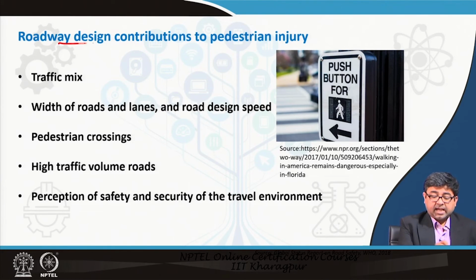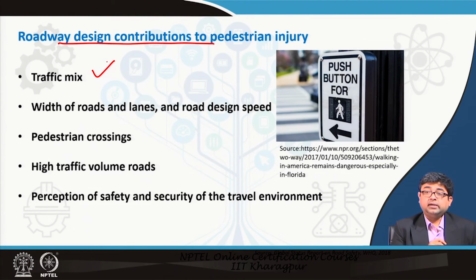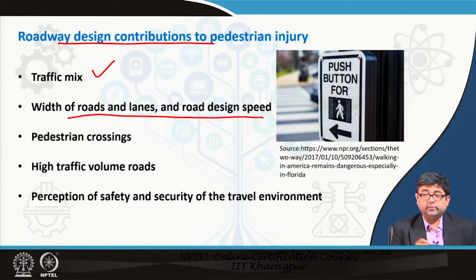The other design contributors to pedestrian injury include traffic mix. If there is a high mix of trucks or heavy vehicles on the street, that does increase the risk to pedestrians. The width of roads and lanes and speed we have already looked at. That's why one of the traffic calming measures is always to narrow the lane width. Narrowing the lane width usually reduces the speed of the vehicles, that calms the traffic down, and it helps promote safety of non-motorized as well as pedestrian users.